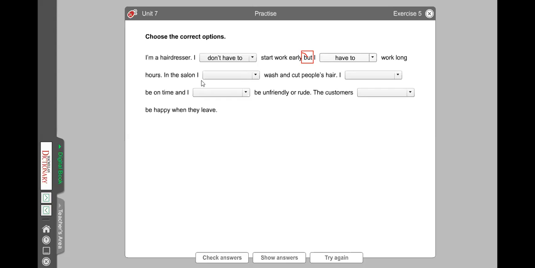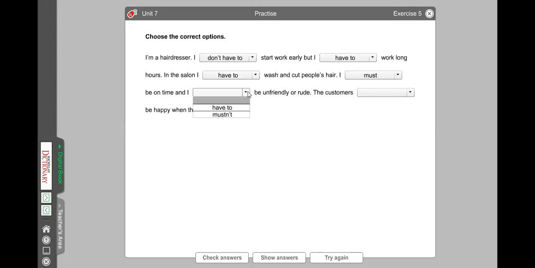Next sentence. In the salon, I wash and cut people's hair. He's a hairdresser, so that is his obligation. He has to. I have to wash and cut people's hair. I must be on time. Again, that's an obligation. He decides to start working late, but when he sets that time to open up his shop, he must respect it. So it's an obligation. I must be on time.